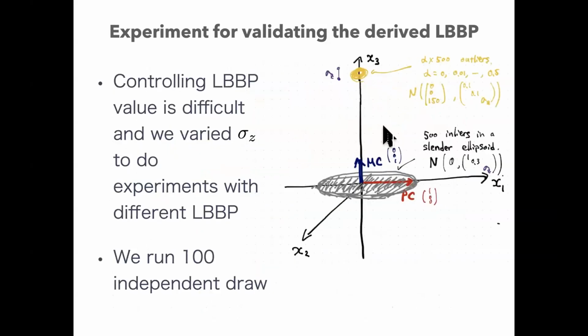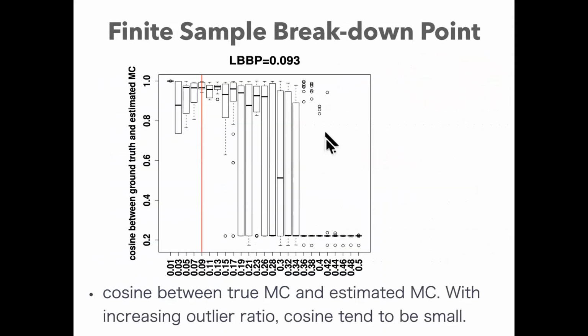It is difficult to directly control the value of the lower bound of the breakdown point, so we varied sigma z, I mean the variance in the x3 direction, to perform experiments with different lower bound breakdown point values. We ran 100 independent trials, and this shows the box plot of the cosine between the true and estimated first minor component directions estimated by our proposed MPCA algorithm.